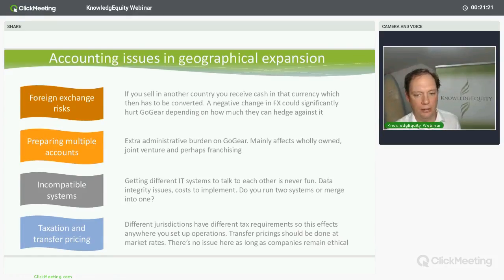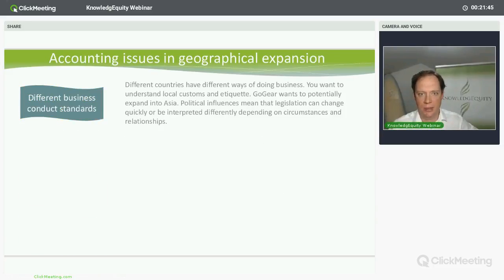Taxation and transfer pricing. Different jurisdictions, different tax requirements, yes. Transfer pricing, again, difficult one. Should be done at market rates. Is it always? No. Did Chevron just get absolutely done a year ago or 2 years ago by the ATO? Completely. What they were doing was, I don't know, completely unethical as well. If you remain ethical, it's fine. But it's just so tempting for these companies to push the boundaries on it.